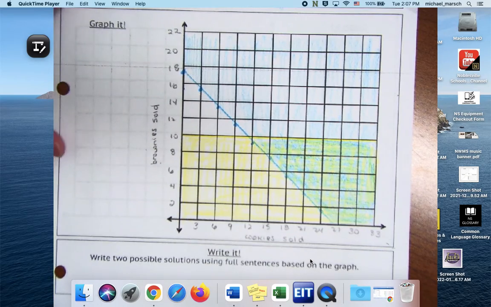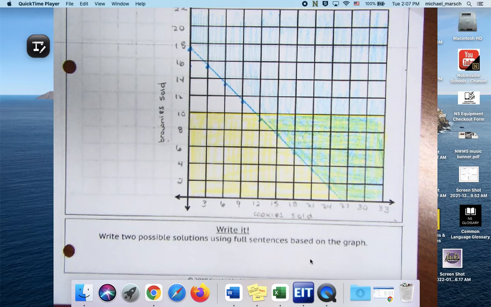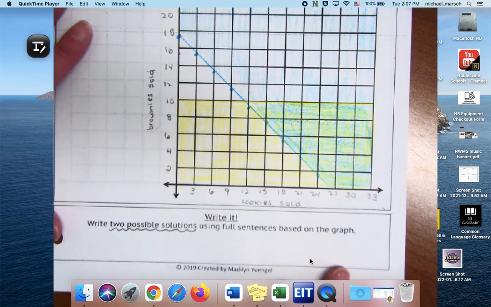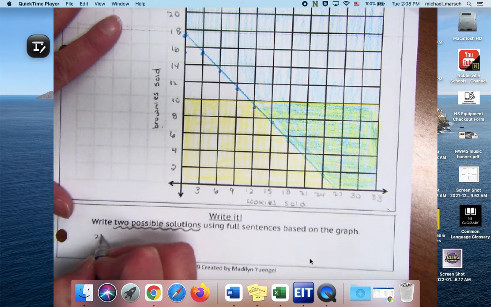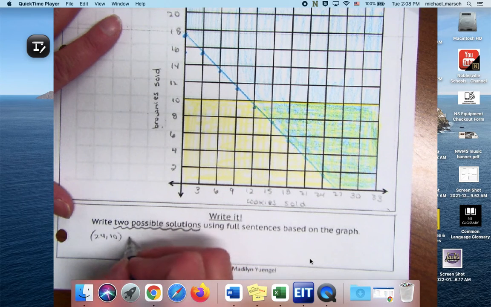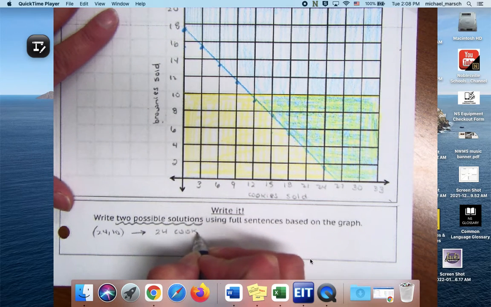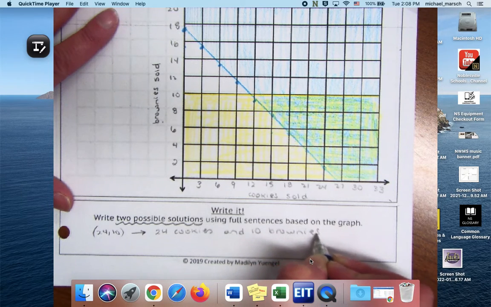All right. How many cookies or brownies could she sell? So let's come up with two possible solutions. So we'll give the ordered pair and then what that ordered pair means. Jackson. 24, 10. Sure, 24, 10. And what does that represent? 24 cookies. Sure. Awesome.